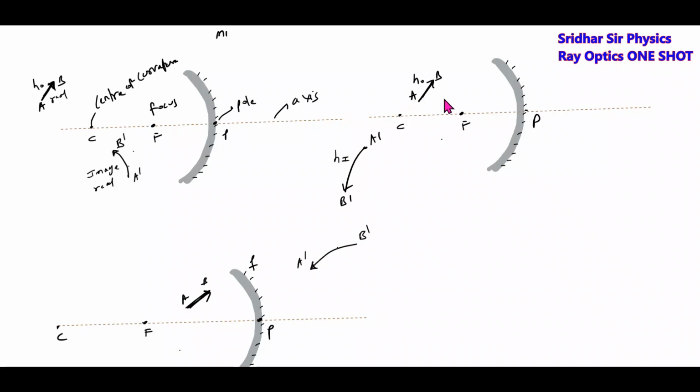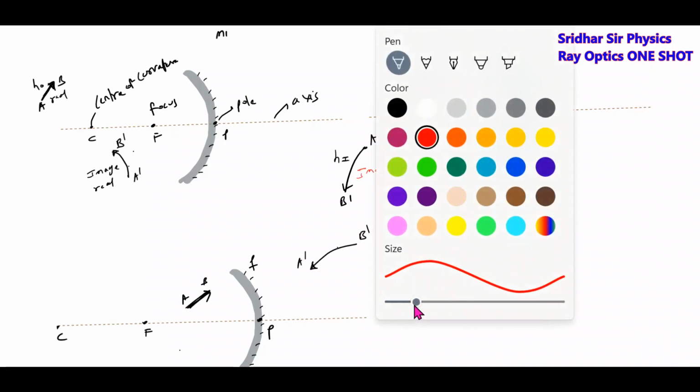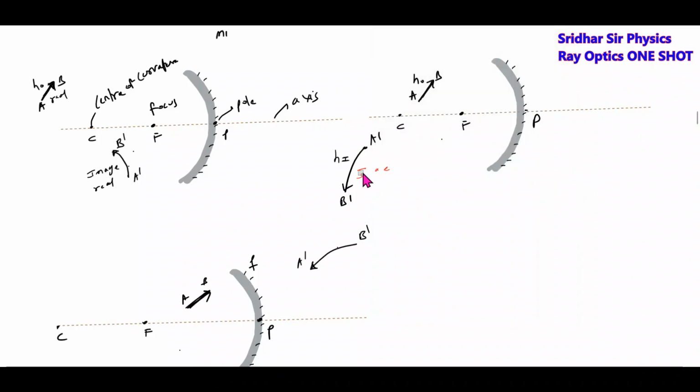Then similarly, if object is kept between C and F, having certain length, the image will be formed here. This will be image. Similarly, if object is kept between focus and pole, there is the object. The image will be virtual. Image will be formed here. There's a basic idea for the concave mirror, which you have to remember. Very, very important for you.